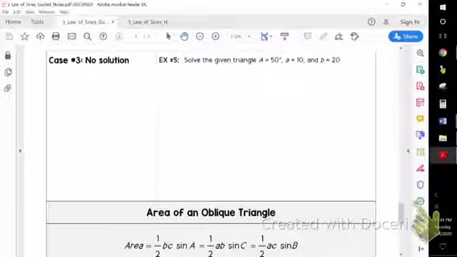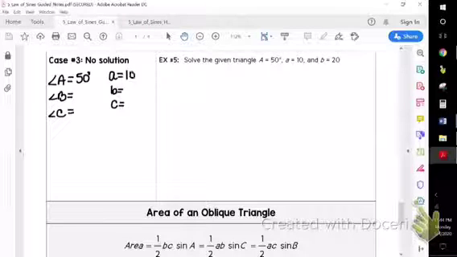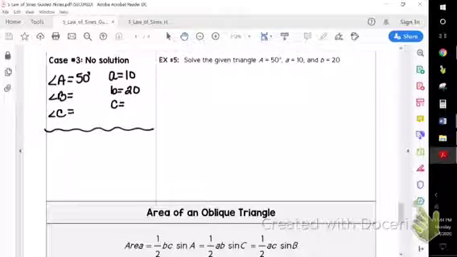Okay, so let's look at example 5. It tells us to solve the given triangle with what they gave us. So again, I'm going to go ahead and set up my answer box. So I'm going to go ahead and plug in what they gave me. Oh, and they gave me 2 sides, 1 angle, which means I may have that second triangle.